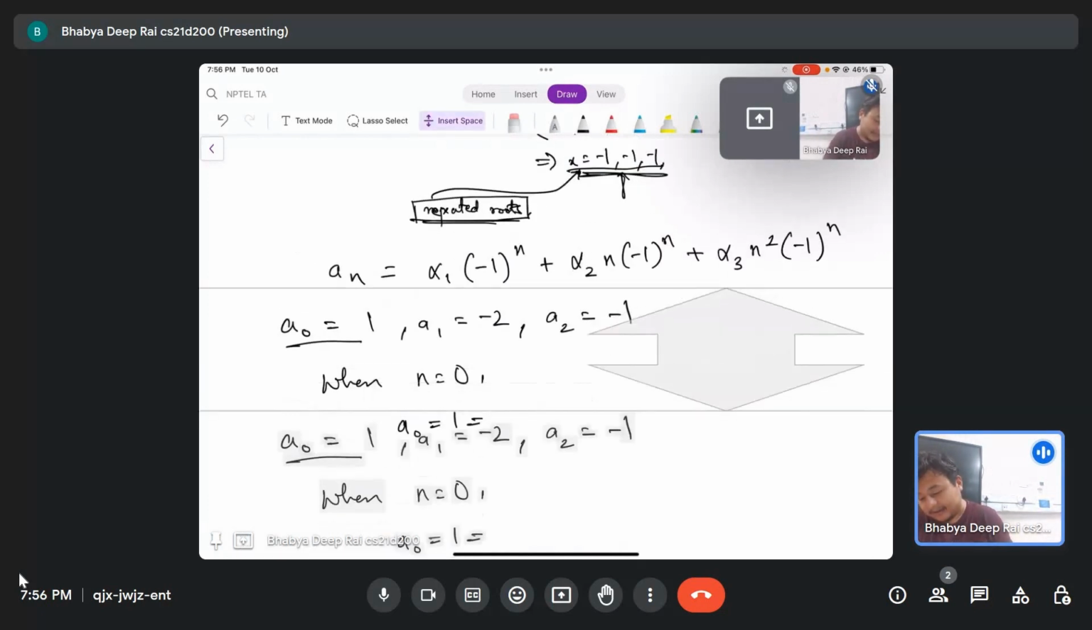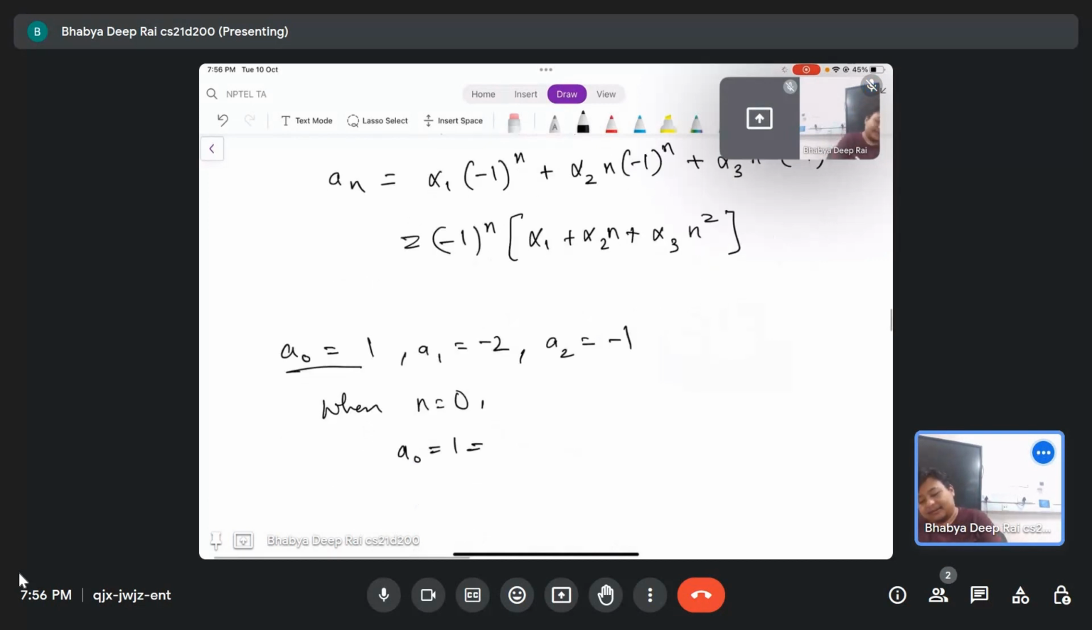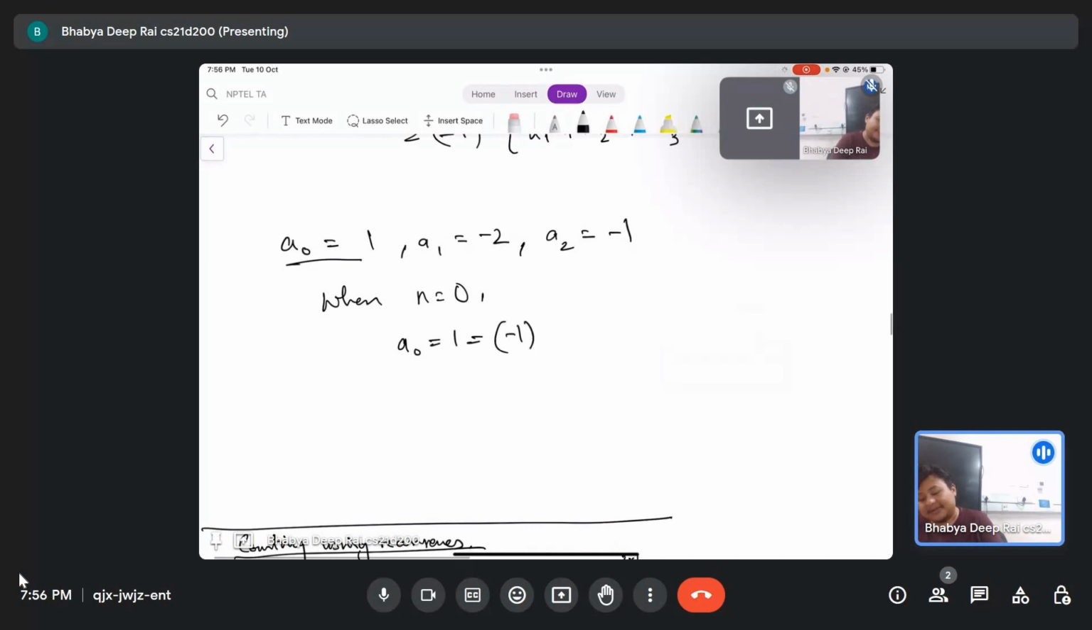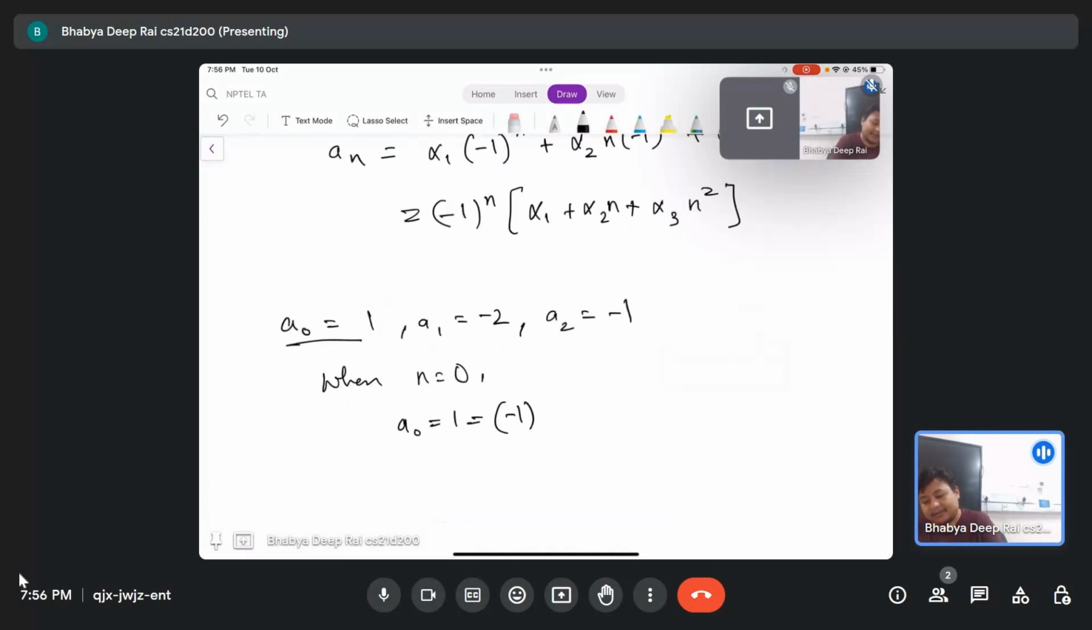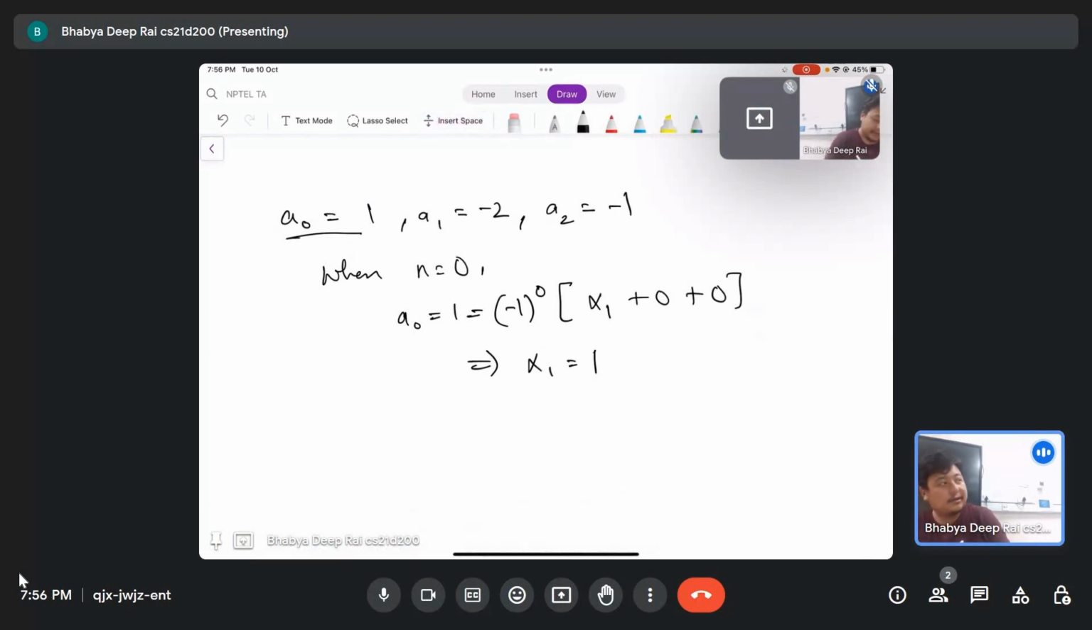Let me make this simpler. This can also be rewritten as minus 1 to the power n, times alpha 1 plus alpha 2 n plus alpha 3 n square, so that way I don't need to write minus 1 three times. So minus 1 whole to the power 0, and alpha 1 plus 0 plus 0. This would mean that alpha 1 is equal to 1. We got the first root.